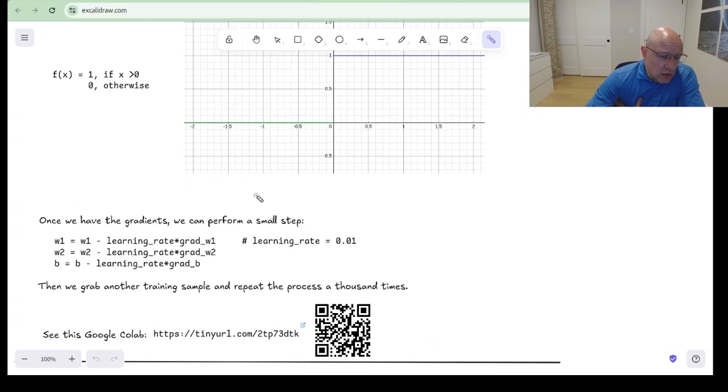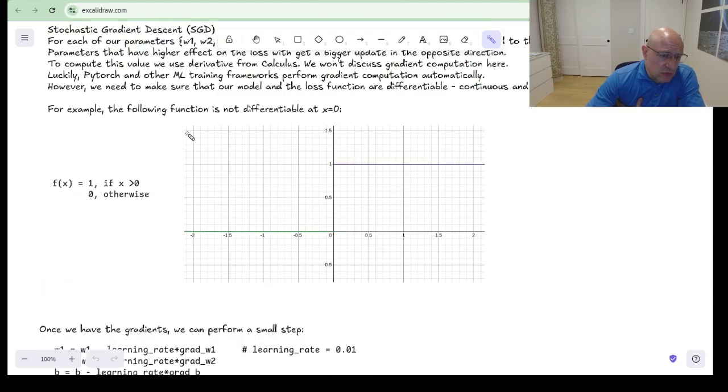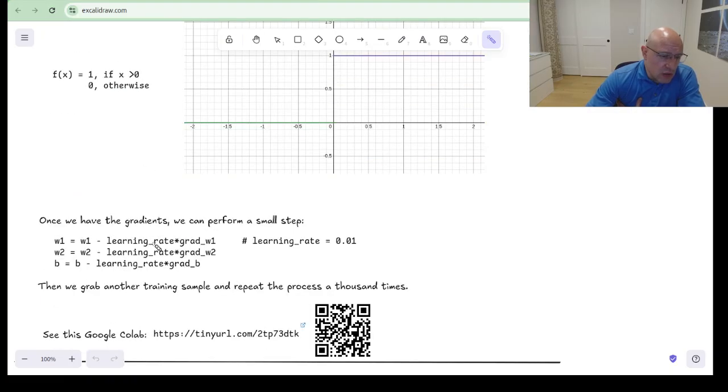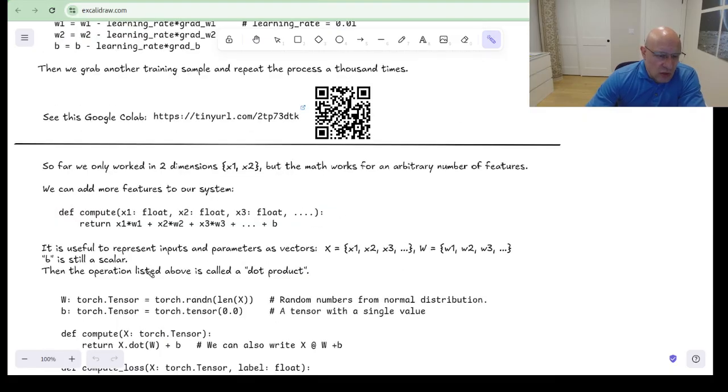And then we use calculus to compute the derivative and get the gradient. And we perform a tiny step in the direction opposite to the gradient to make our model slightly less incorrect than it was before. And we repeat this step many times until the model is good at separating negative and positive data. Then we saw that the same technique can be extrapolated to many dimensions.